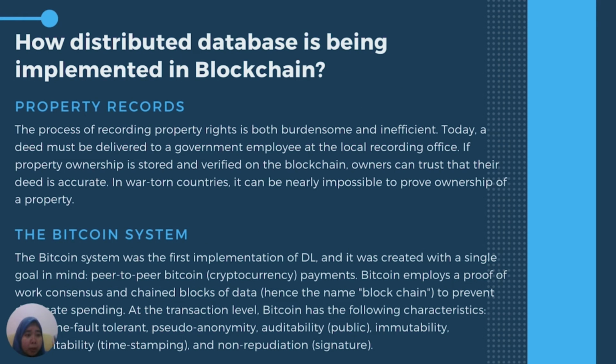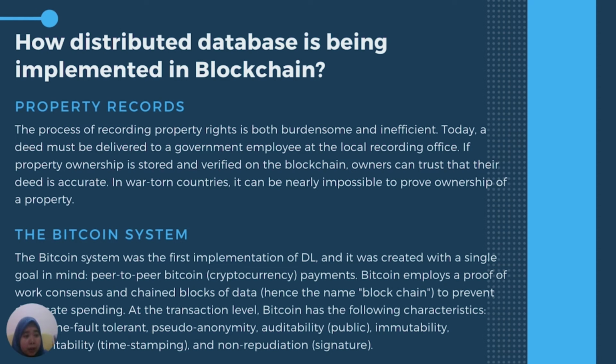Next is property records. The process of recording property rights is both burdensome and inefficient. Today, a deed must be delivered to a government employee at the local recording office. If property ownership is stored and verified on the blockchain, owners can trust that their deed is accurate. In a war-torn country, it may be nearly impossible to prove ownership of a property.